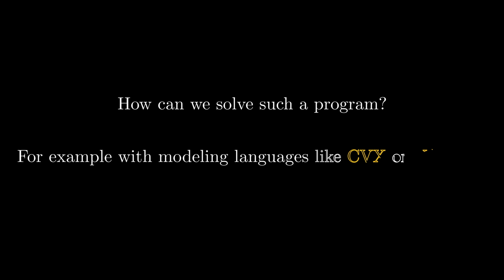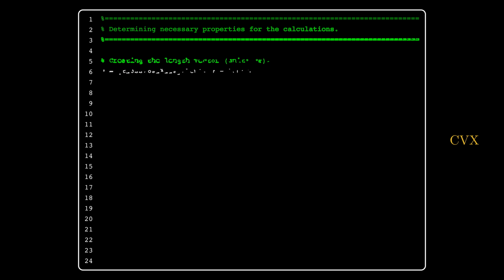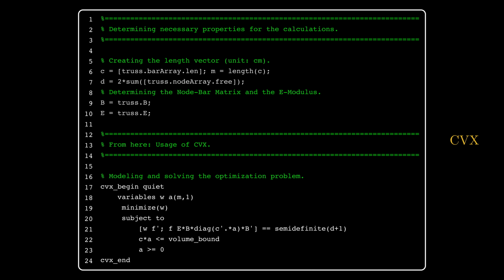The first question now is, how can we solve such an optimization program? The easiest way to solve such a program is with modeling languages like CVX or YALMIP. First we will consider now an implementation using CVX and then an implementation using YALMIP. All implementations here require that you have already created a truss object referred to as truss with attributes such as arrays containing nodes and bars, the corresponding matrix B, and the E-modulus of the material being used.